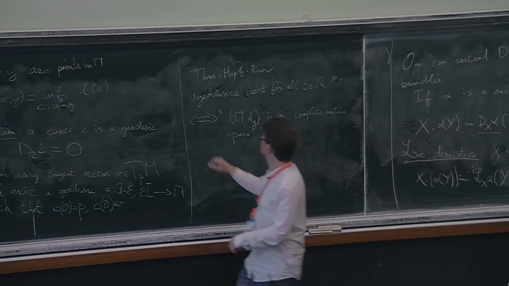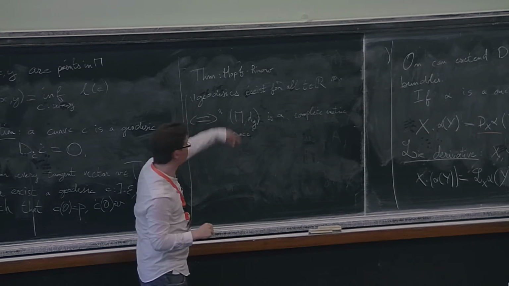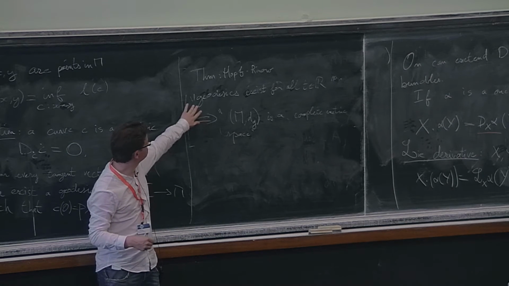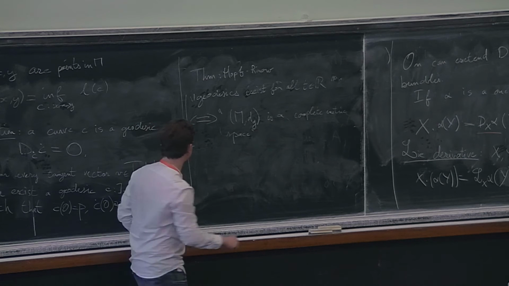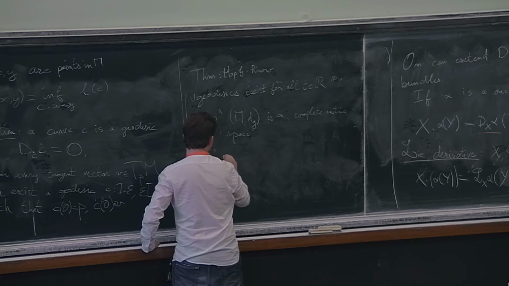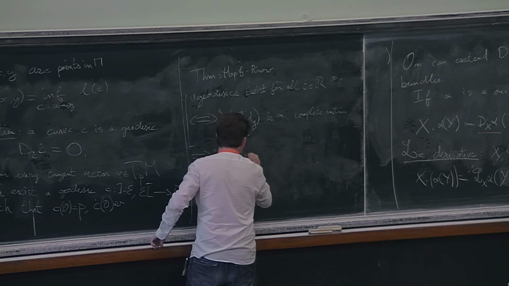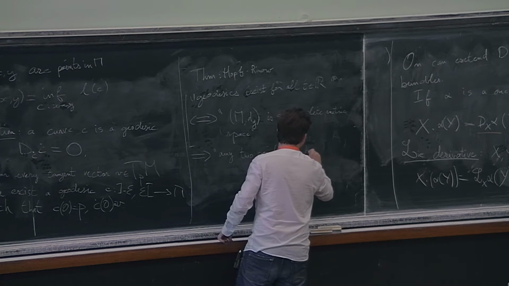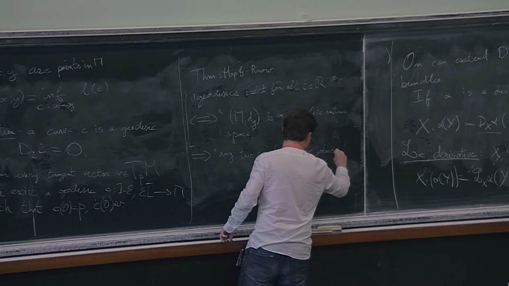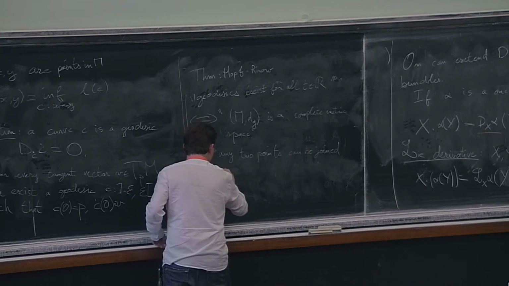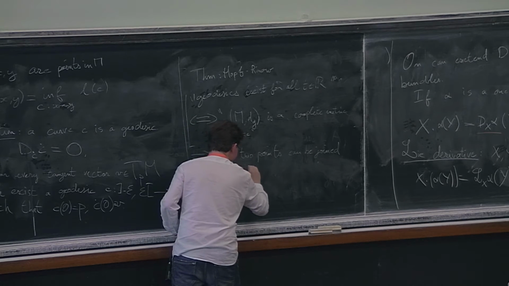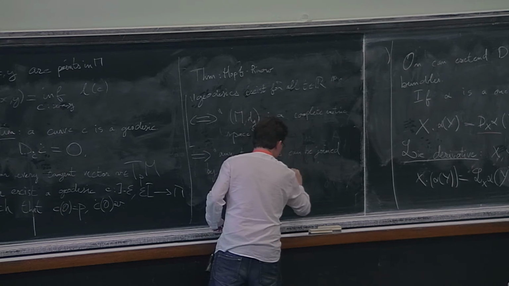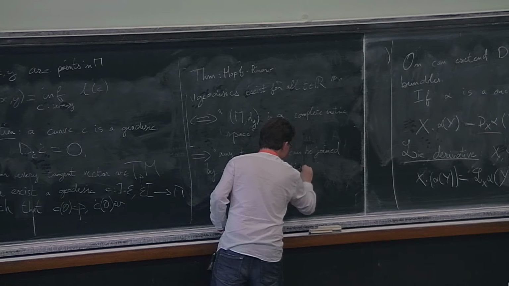So, and now we will always assume that our manifolds are complete. Another consequence of these two equivalent hypotheses is that any two points can be joined by a minimizing geodesic.